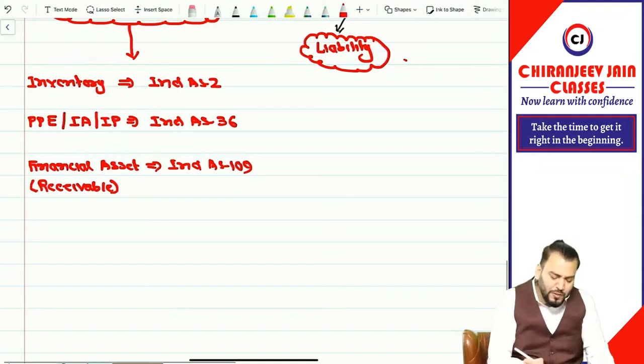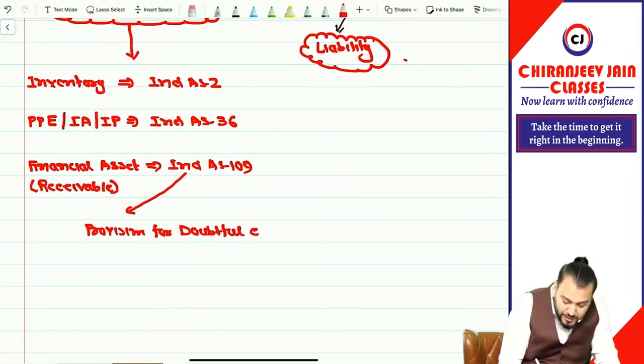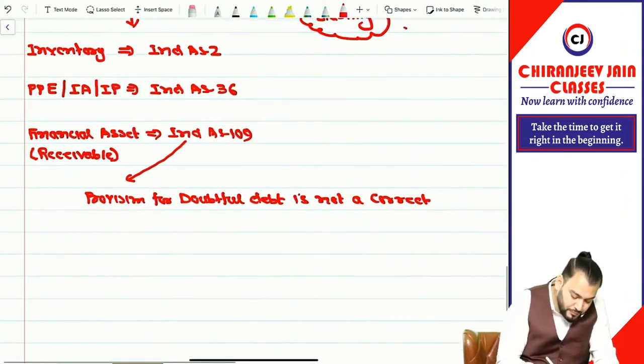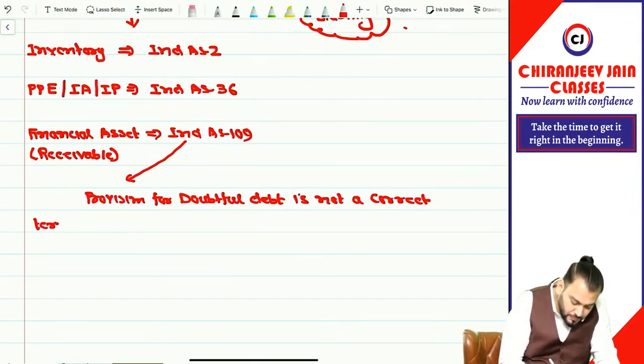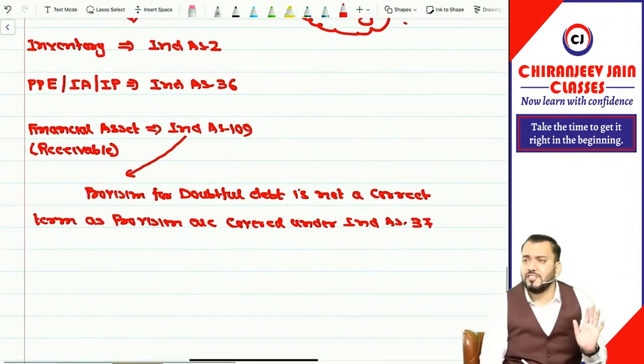Only for your understanding I am writing: provision for doubtful debt is not a correct term, as provisions are covered under what? Ind AS 37. Only for your understanding.